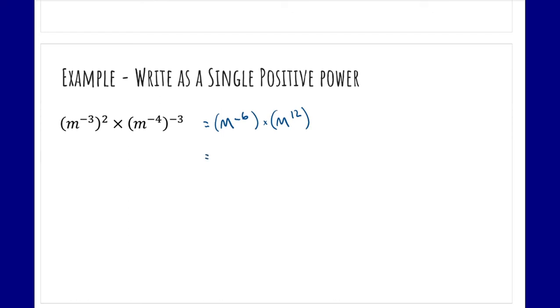Now we have a power times a power, which is different than a power of a power. Power times a power means we add, so negative 6 plus 12, we get m to the power of 6. So this one worked out nicely. We didn't have to convert to a positive exponent because our first simplified answer was already a positive exponent.